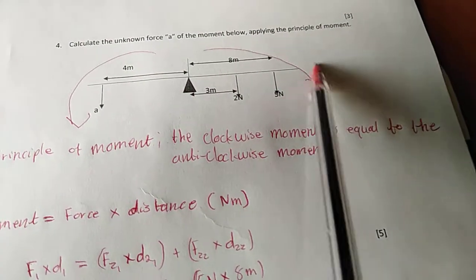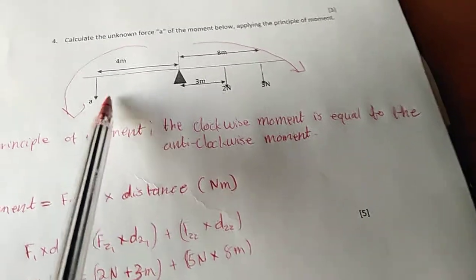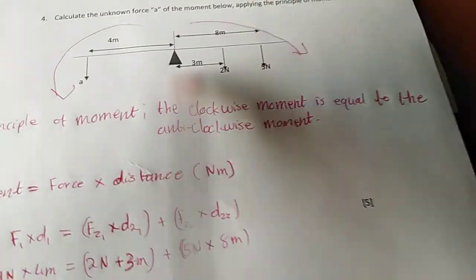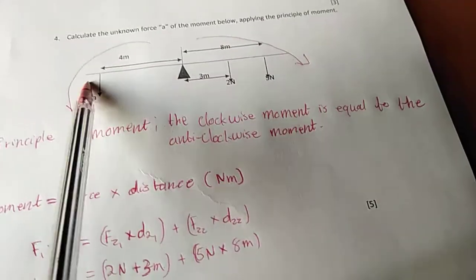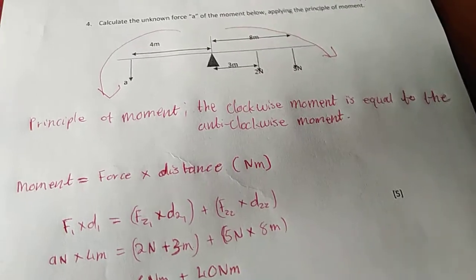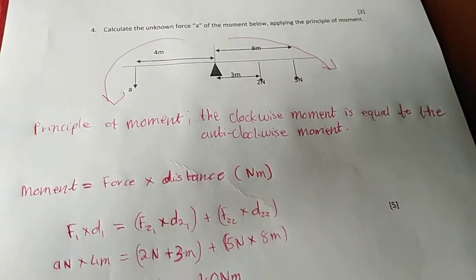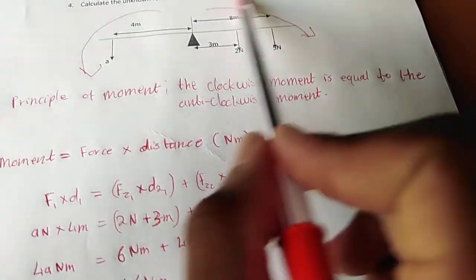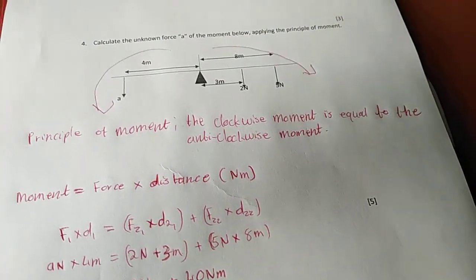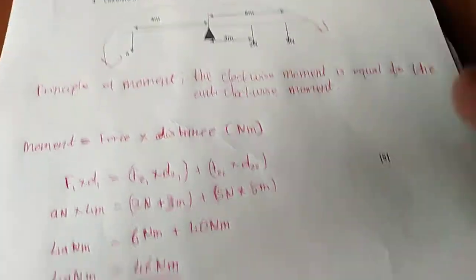So now we have this scheme diagram here. We have to calculate the unknown force, the force that was able to balance this ruler on this pivot. So we are going to apply the principle of moment, or the principle of equilibrium, which says that the clockwise moment, the moment on this side, all of these forces and all of these distances, when multiplied and added together, has to be equal to the moment on the other side. So this is how we are going to do it.